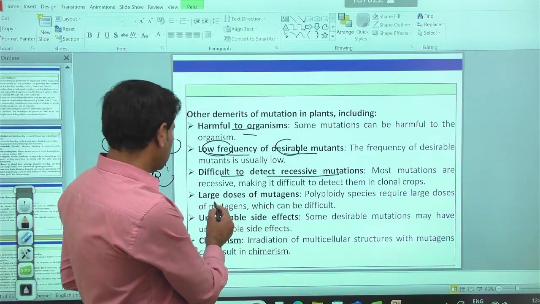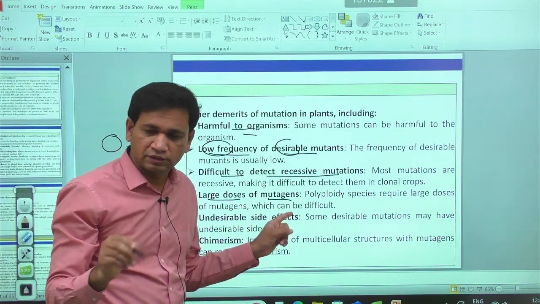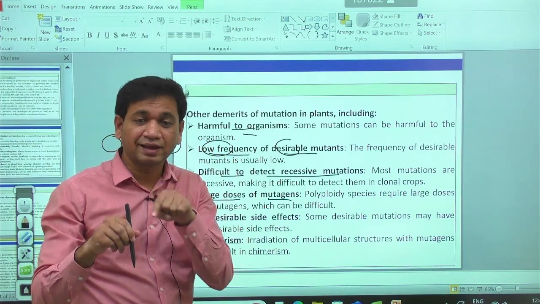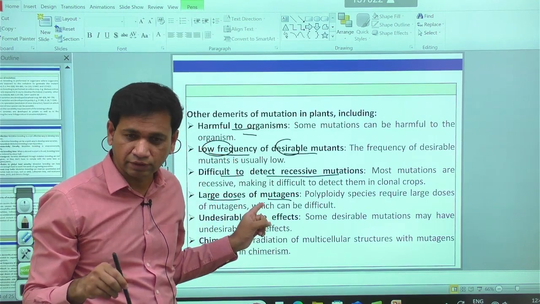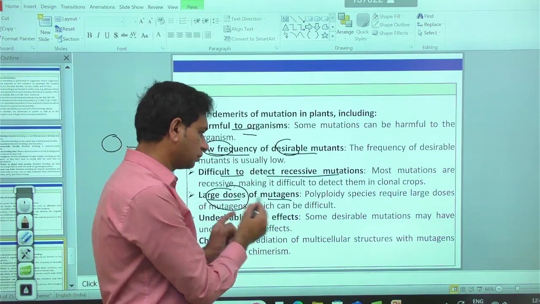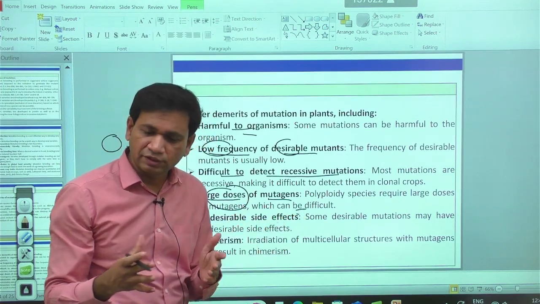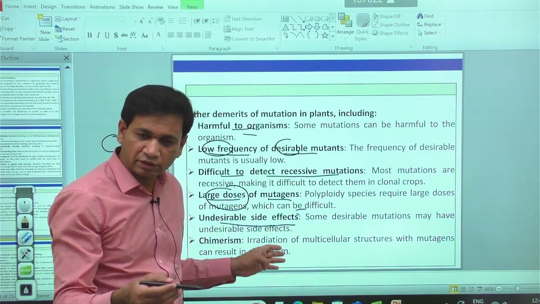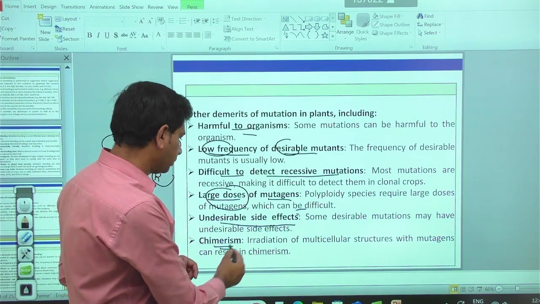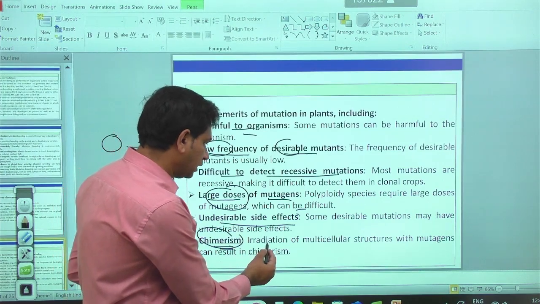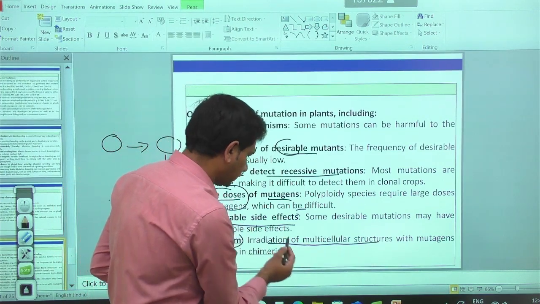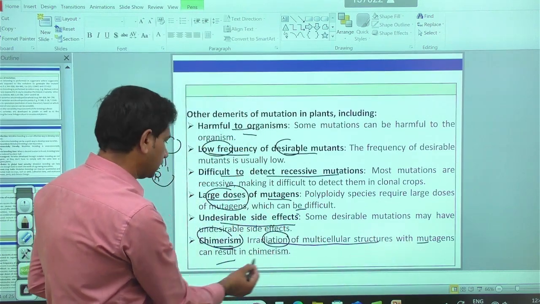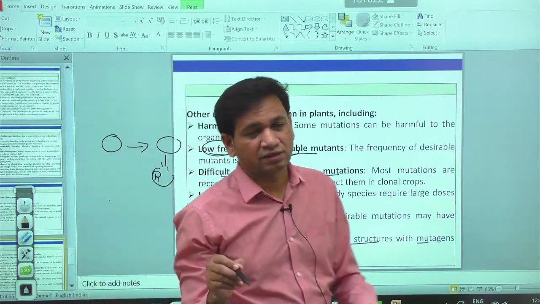Then large doses of mutagen. At the chemical and radiation level, we require a large dosage of the chemical to induce the character in the plant variety. Sometimes if you go for larger doses, there can be demerits, right? Then undesirable side effects over the period of time are possible, and there is chimerism, which means irradiation of a multicellular structure. Whenever radiation or mutagens are used on the given structure, it can result in chimerism in the plant character.